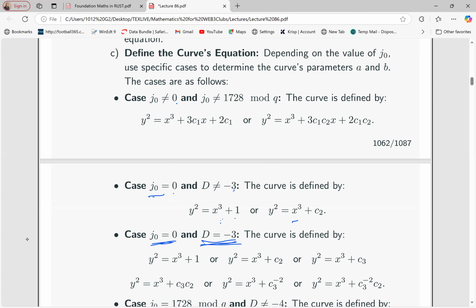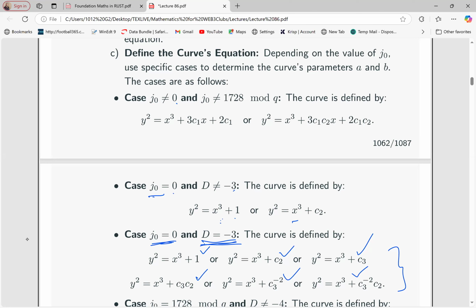If that is the case, you will choose from these curves. You're either choosing this or that or this or this or this. And now you're not just choosing, you're trying each one of them and seeing which one has the points you want. Because when you began constructing this elliptic curve, one of the properties you wanted is, for instance, a curve that has 100 points.